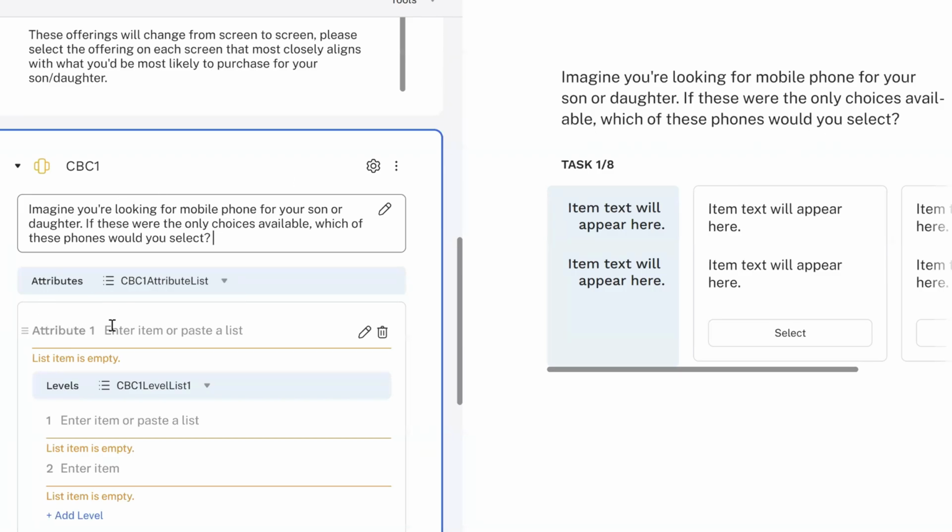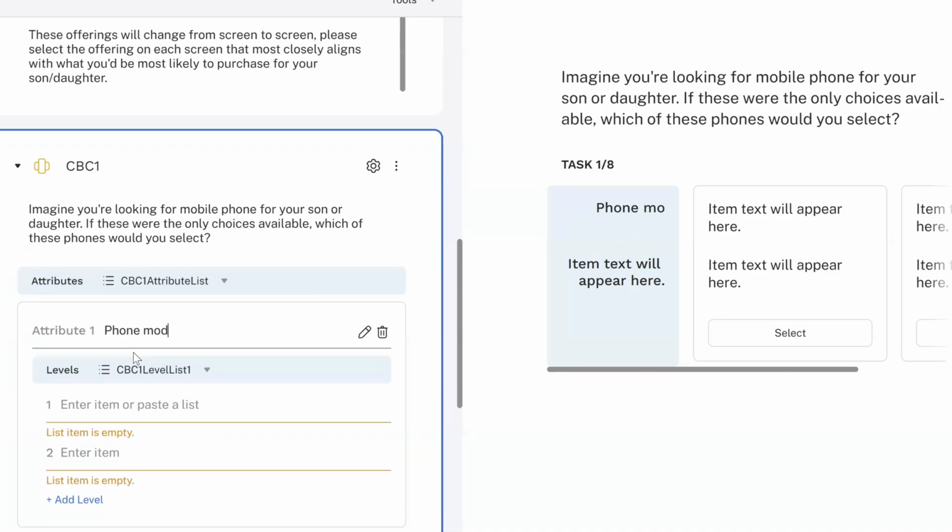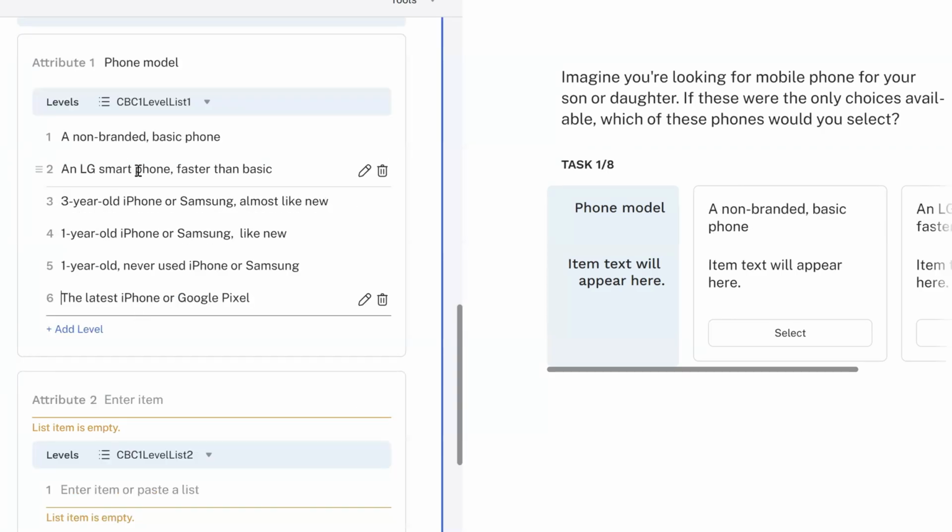Well, let's enter the first attribute, and the first attribute is going to be what type of phone it will actually be. The phone model. And what kind of models would we add here? Well, what are the options in reality? What would you purchase for your child? Well, you can purchase a non-branded basic phone. Maybe you get it on eBay or whatever.